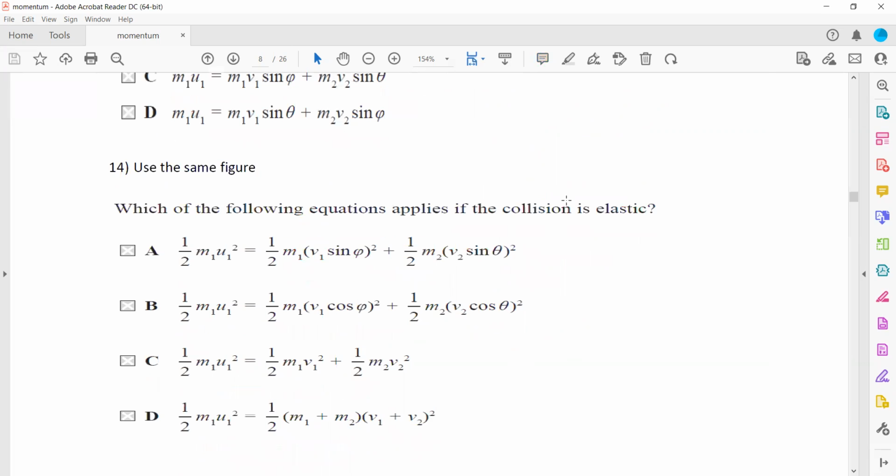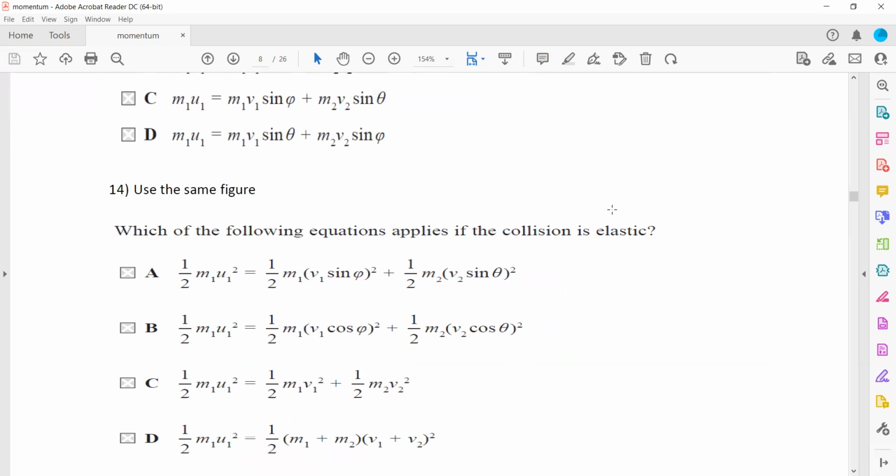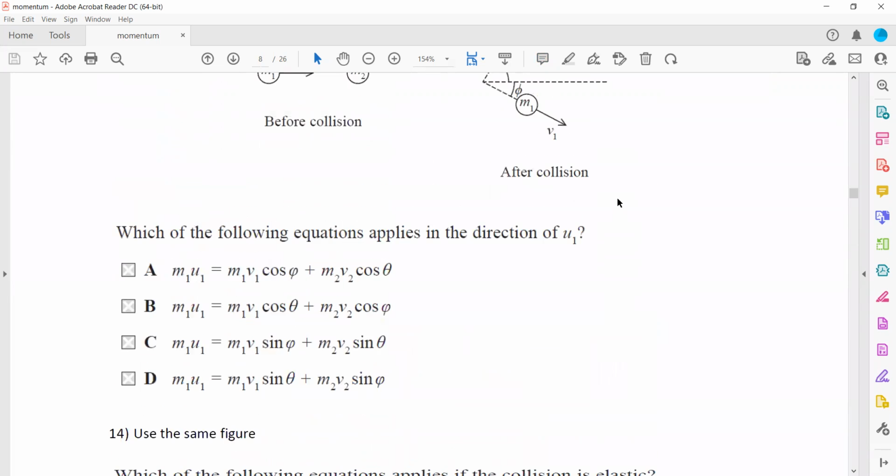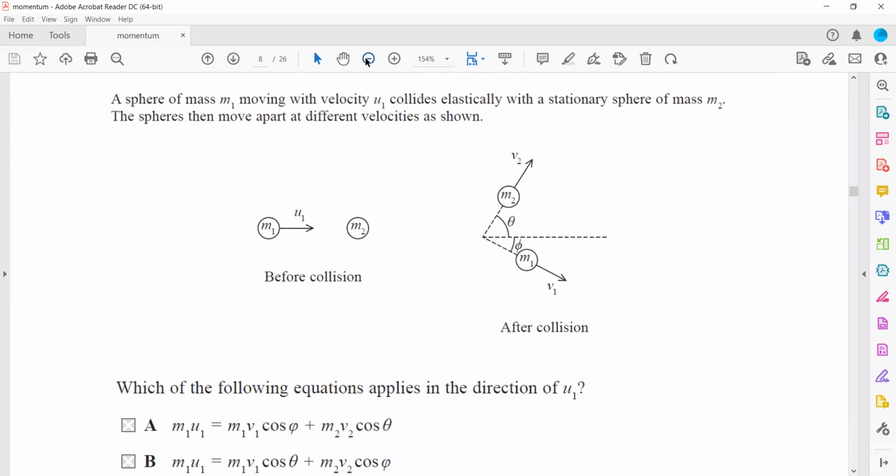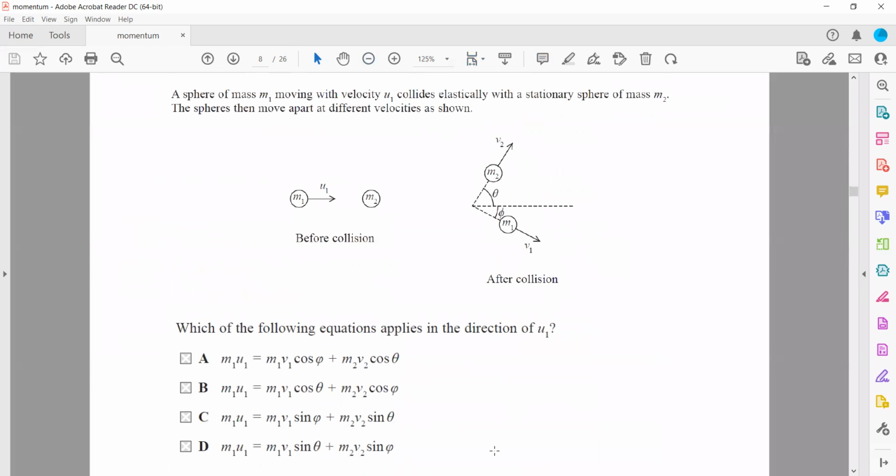Use the same figure. Which of the following equations applies if the collision is elastic? For an elastic collision, the total momentum before is equal to the total momentum after, and the total kinetic energy before is equal to the total kinetic energy after. Kinetic energy is a scalar quantity, so we don't have to consider direction. We just need the mass and speed. So what is the kinetic energy before? It will be half m1 u1 squared, plus 0 because the other sphere is stationary.